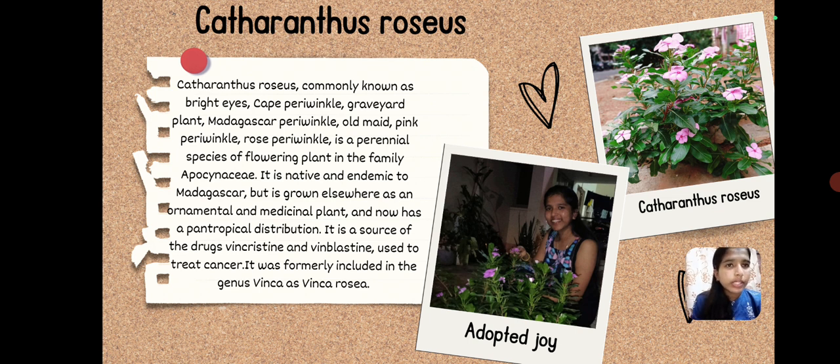Catharanthus roseus, commonly known as bright eyes, Cape periwinkle, etc., is a perennial species of flowering plant in the family Apocynaceae. It is native and endemic to Madagascar, but is grown elsewhere as an ornamental and medicinal plant, and now has a pantropical distribution. It is a source of the drugs vincristine and vinblastine used to treat cancer. It was formerly included in the genus Vinca as Vinca rosea. So we commonly call it Vinca rosea, but the scientific name given is Catharanthus roseus.